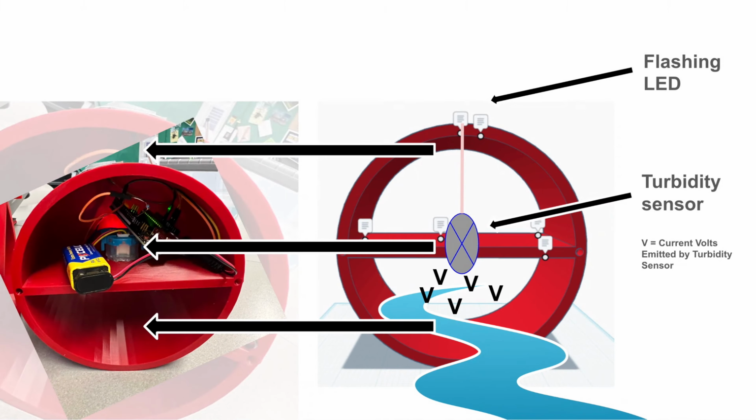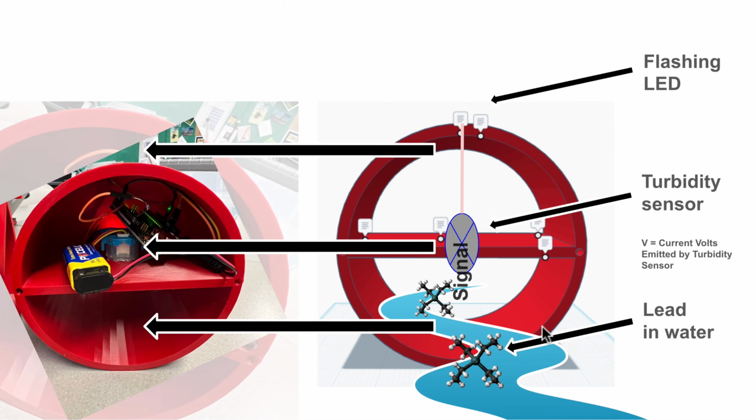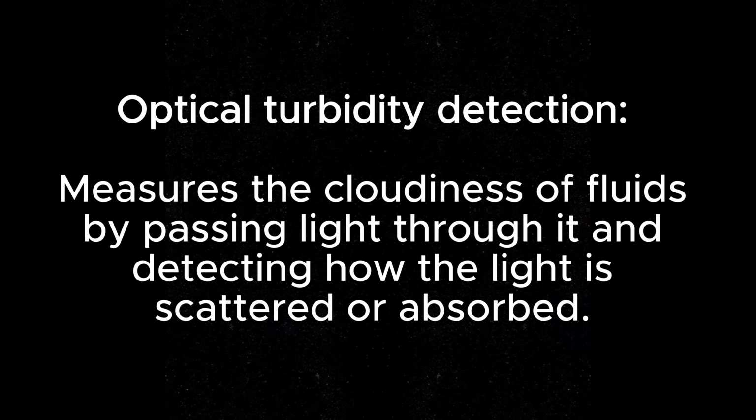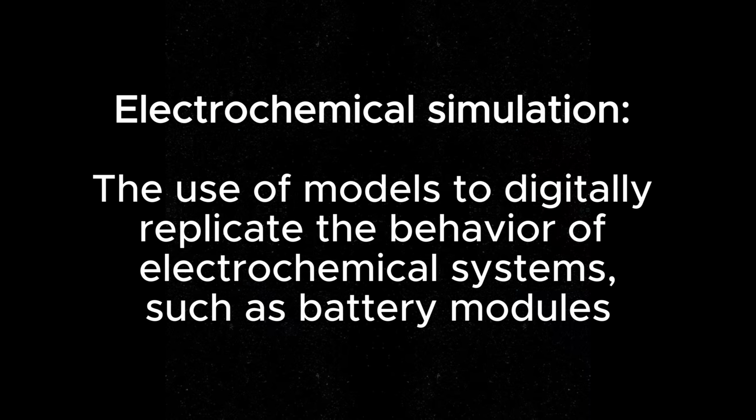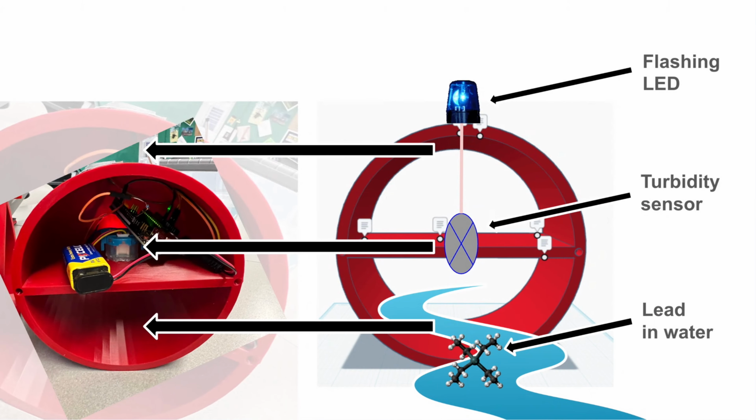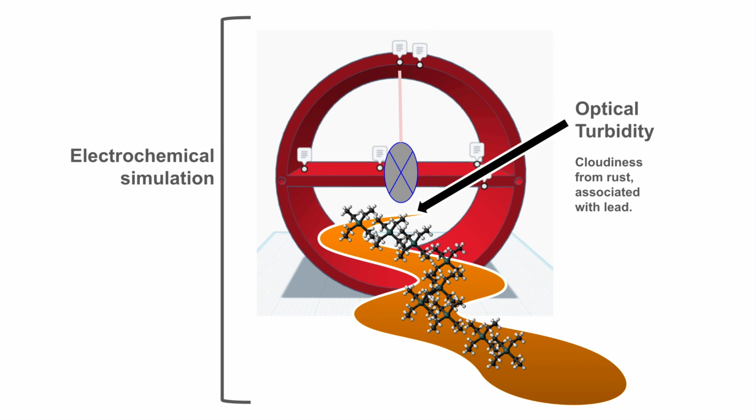When contaminated water interacts with the turbidity sensor's conductive probes, it mimics that electrochemical response. The LED turning blue represents a simplified version of what real sensors detect: changes in electrical conductivity and flow clarity. By combining optical turbidity detection with electrochemical simulation, our device bridges two sensing methods into one simple visual alert system.